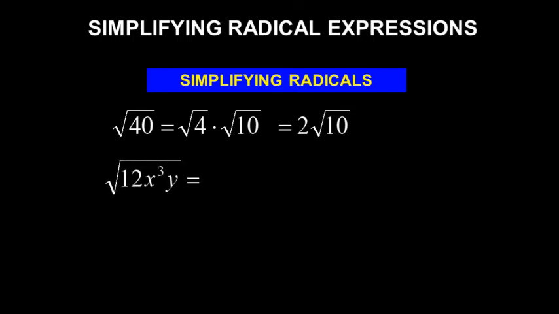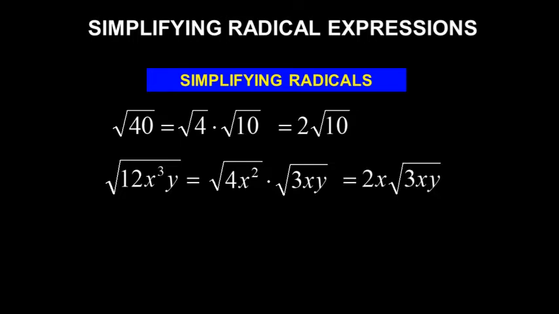Another one, the square root of 12x cubed y. Okay, so we can find a perfect square factor of 12, that is 4, and a perfect square factor of x cubed, that is x squared. So we can write this one as the square root of 4x squared times the square root of 3xy, equals 2. The square root of 4 is 2, the square root of x squared is x, times the square root of 3xy. The square root of 3xy is already in the simplified form, so therefore we cannot simplify this one further.